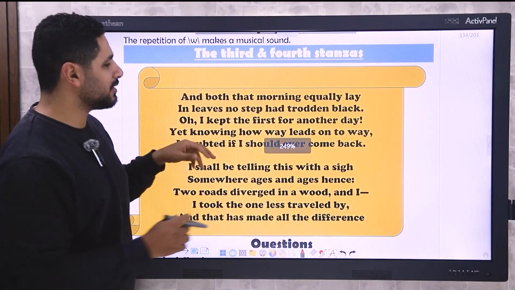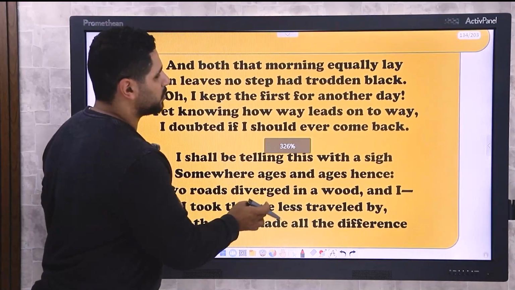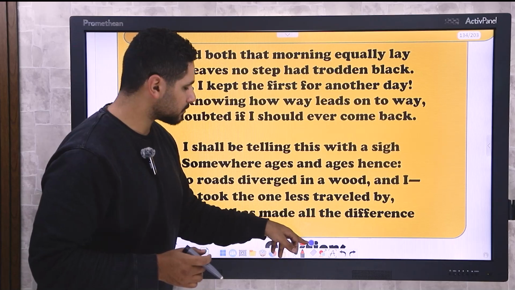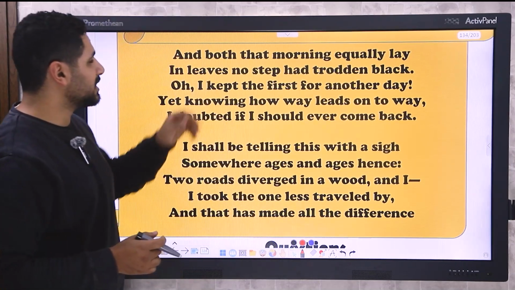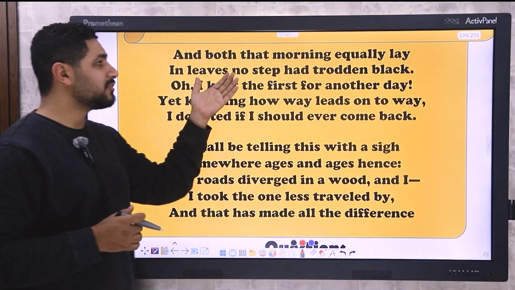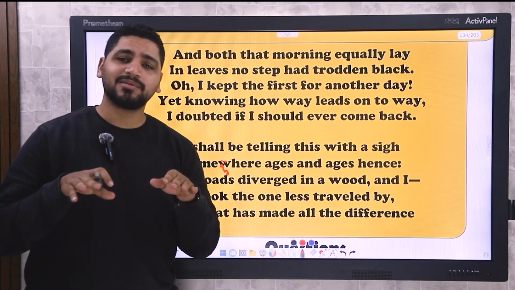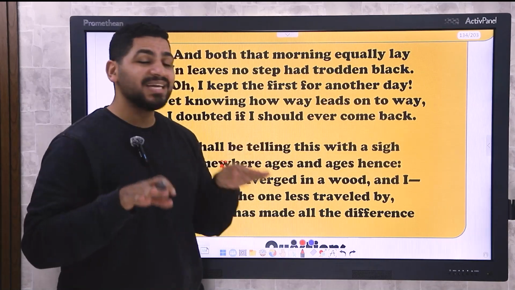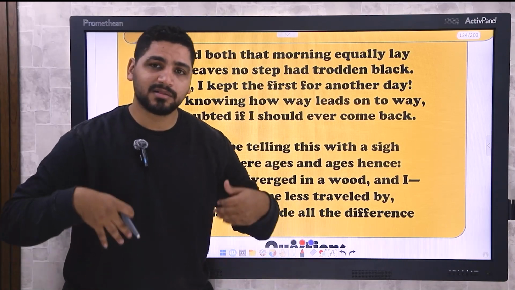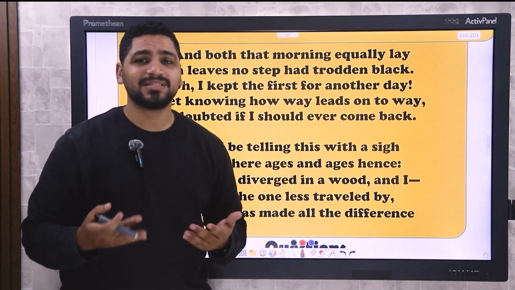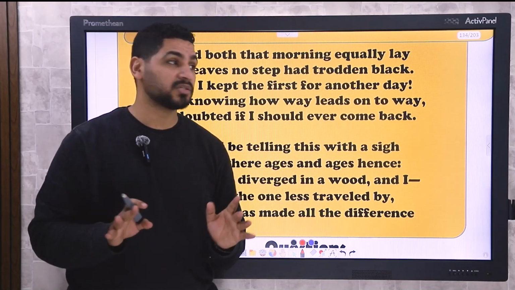So let's move to the third and the fourth stanzas. What does the poet say in the third stanza? He says, and both that morning equally lay. In the morning he thought that both roads were the same. Equally lay, they were there. The two roads were there and they were equal. Now he's hesitant. He's not sure of his decision.